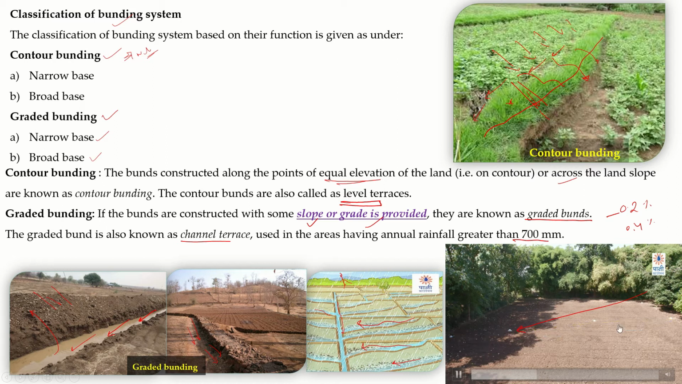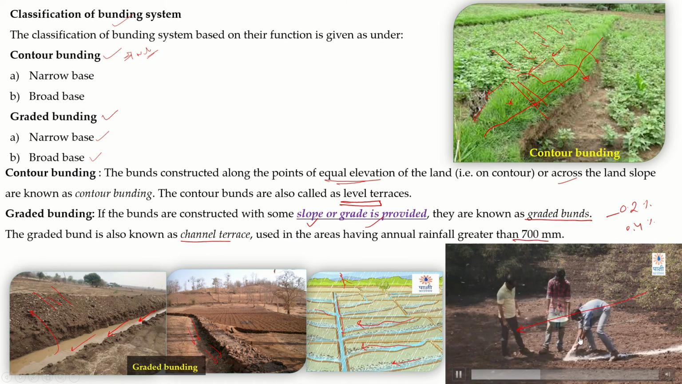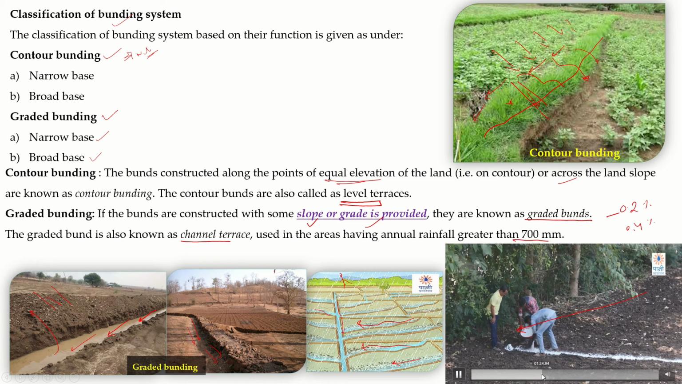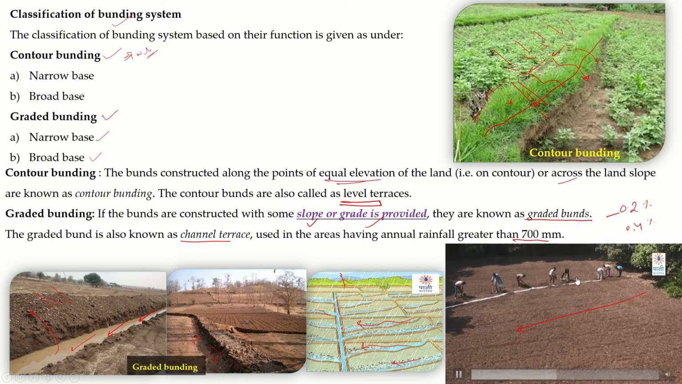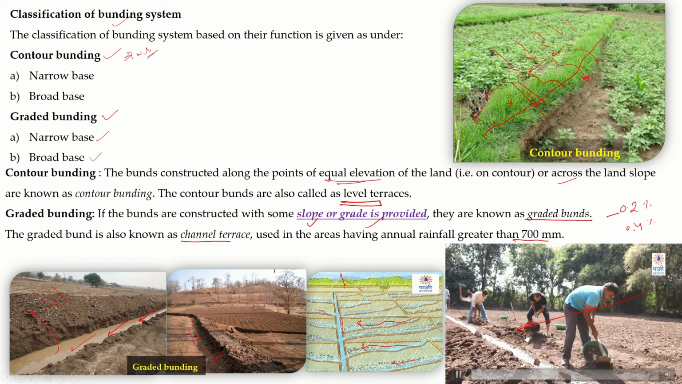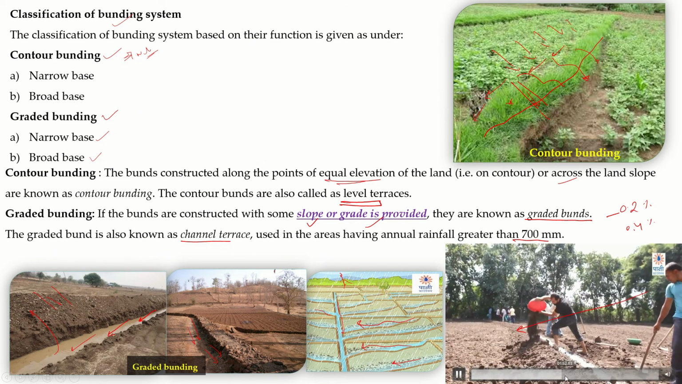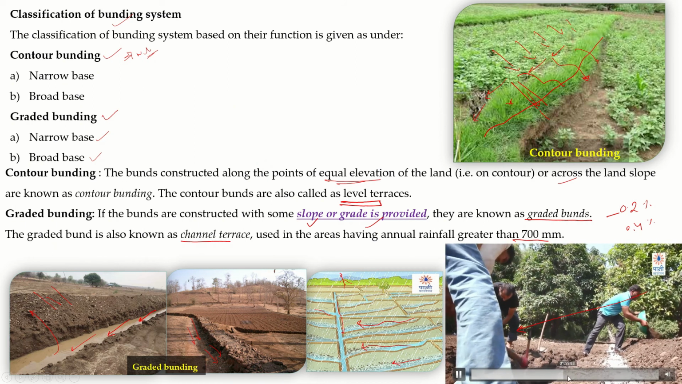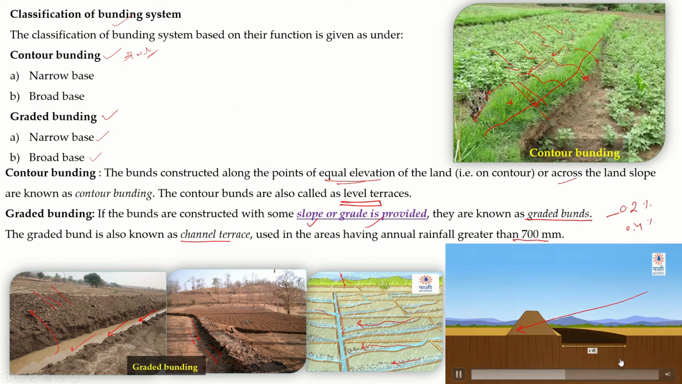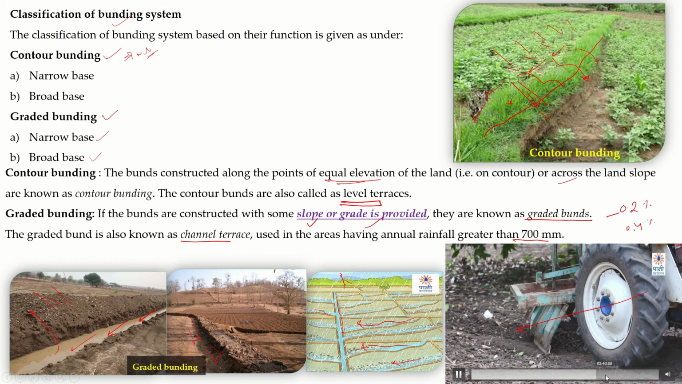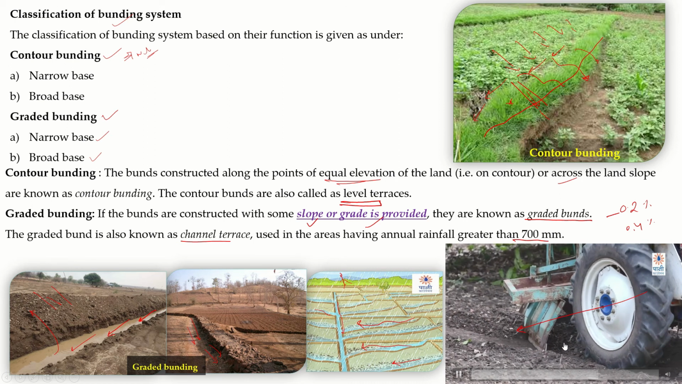And I need to mark the elevation here, along which we have provided the grade. Earth is excavated to form the simple bund, and that is kept on the upper side of elevation. Kept on the upper side of elevation, that is your simple graded bund. Okay, and this is another method.